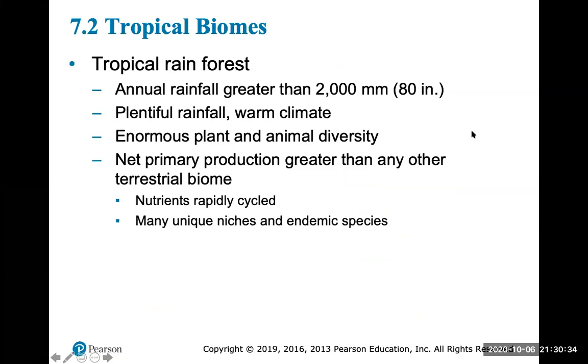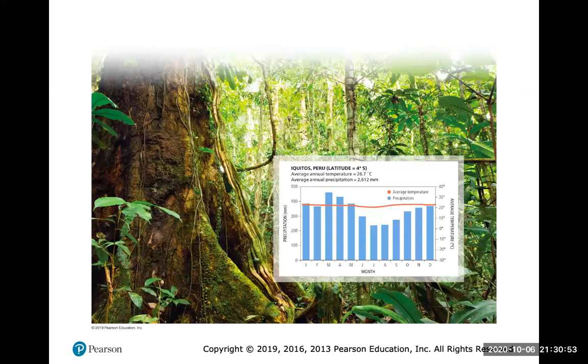With these, I'm going to go through these slides rather quickly because they're all on describing the different biomes. So here's the tropical rainforest: plentiful rainfall, warm climate, up to 80 inches of rain a year, enormous plant and animal diversity. Examples of this would be places in the Amazon jungle, like here in Peru. And again, on this climatograph, you can see how the average temperatures are very high, precipitations are very high, and they're fairly consistent throughout the year.